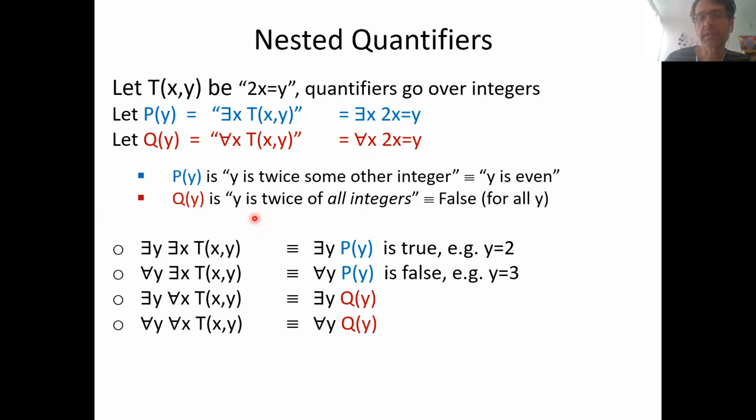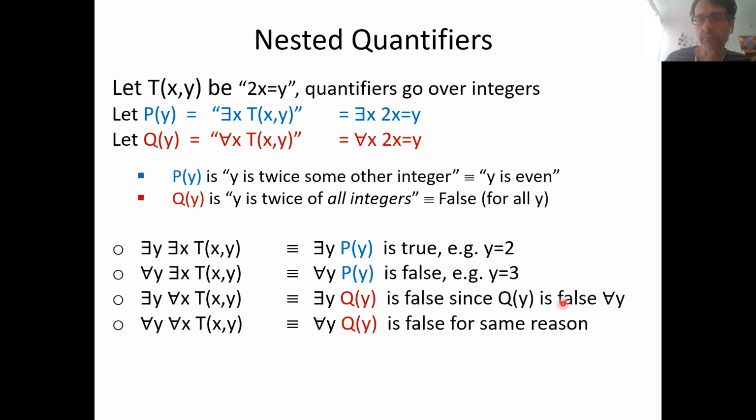So this, for all y, that y is a double of all integers, is patently false on all integers. Well, that makes evaluating this really easy. They're all false, right? Okay.